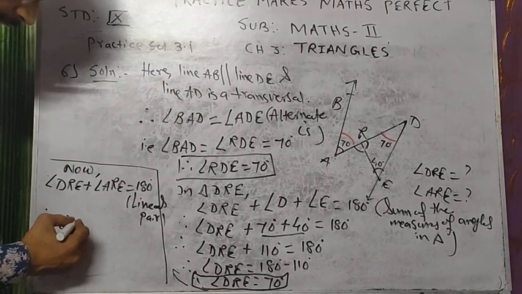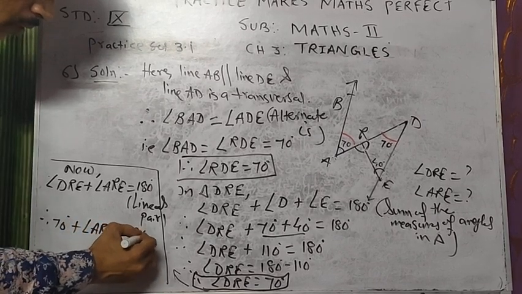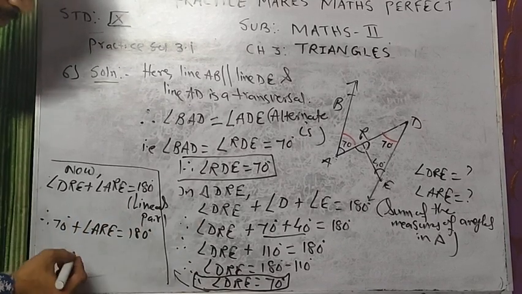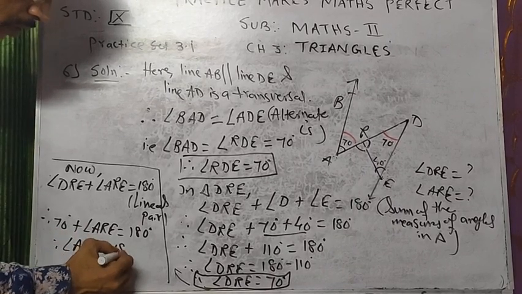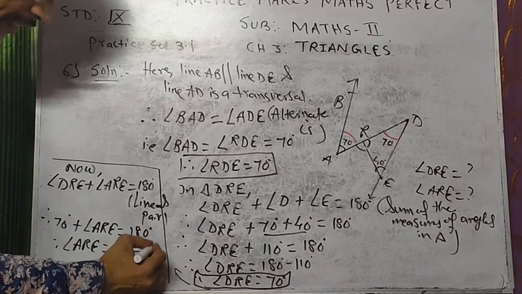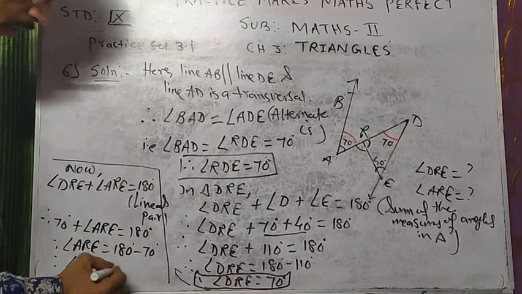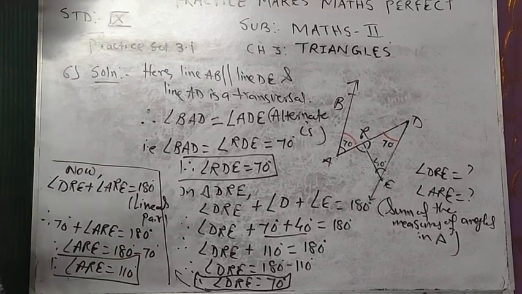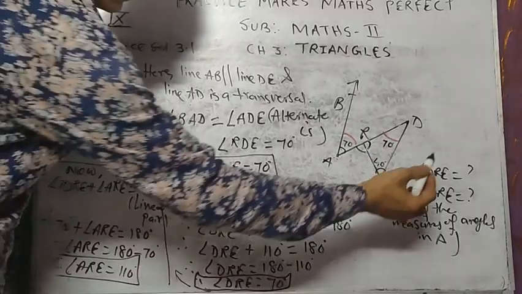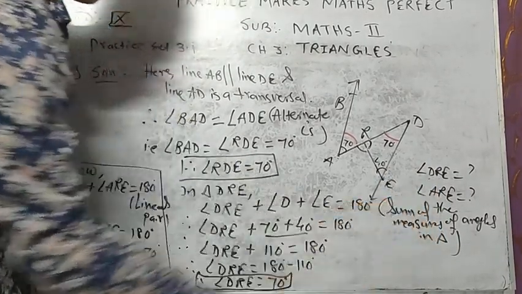So DRE is how much? 70. 70 degrees plus angle ARE is equal to 180 degrees. 70 will go there, becomes minus, and therefore angle ARE is equal to 180 degrees minus 70 degrees. Okay, and therefore angle ARE is equal to 110 degrees. So very easily you are getting angle DRE and angle ARE.